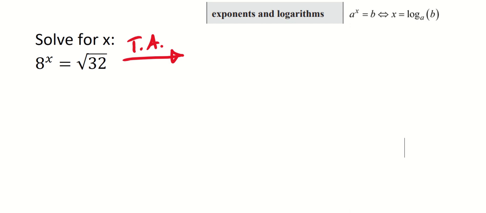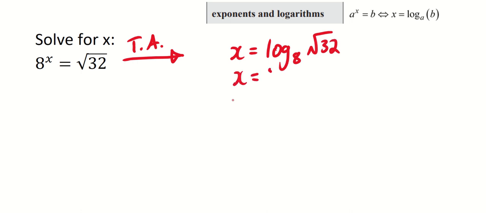So straight from the formula sheet, I recognize that I have an unknown power. Whenever there's an unknown power, it's a trigger for me to use logs, and I'll just use this little conversion rule to write it as a log statement. So for this one, it'll be x equals log base 8 of root 32, and I can just put that in my calculator and get 5/6 as my answer.